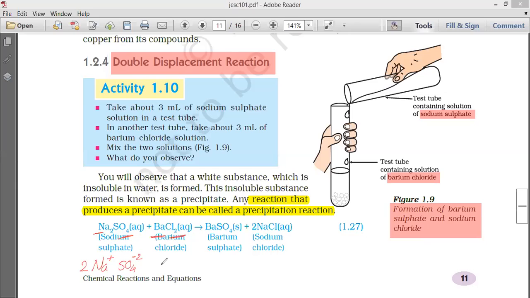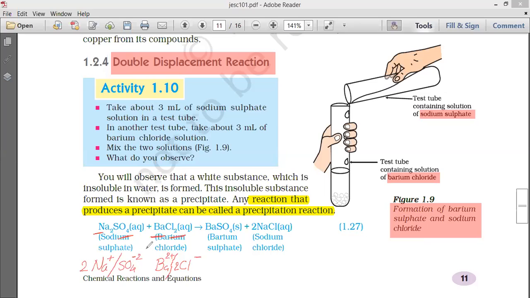Now Ba barium 2 plus and Cl minus, but there are two Cl. Okay, these two ions can be derived from barium chloride. Now what happens between these ions? What happens between these ions?